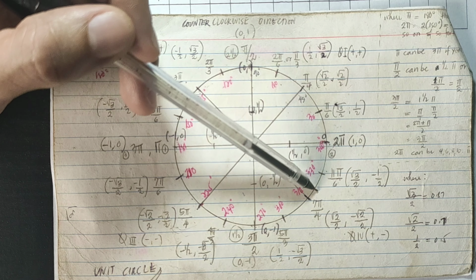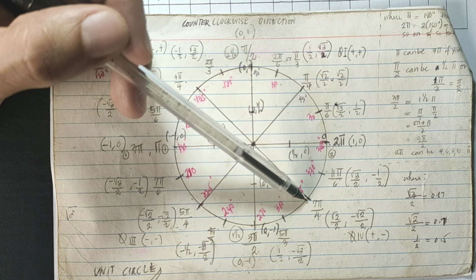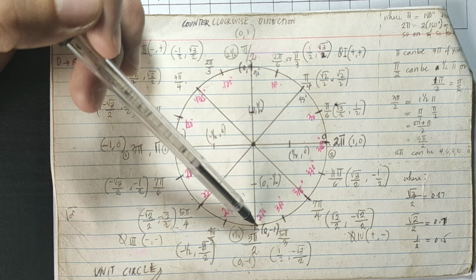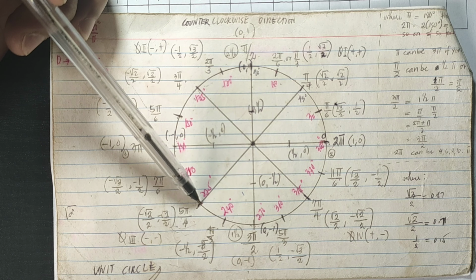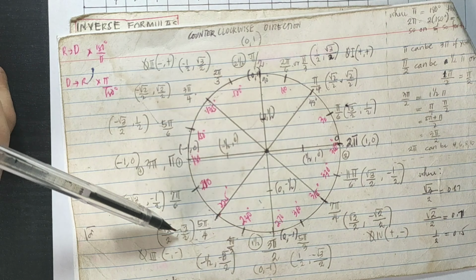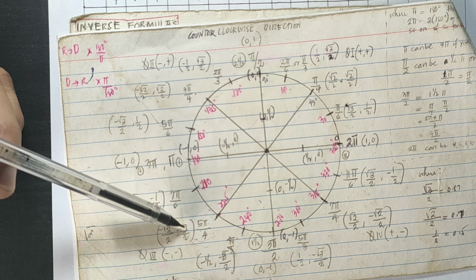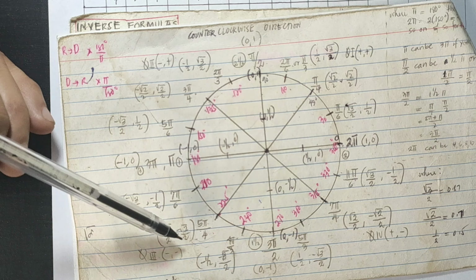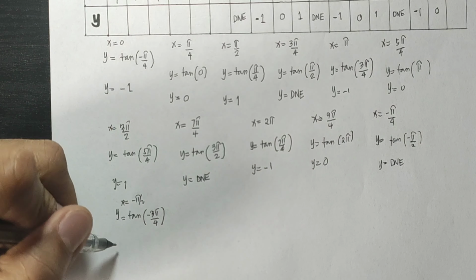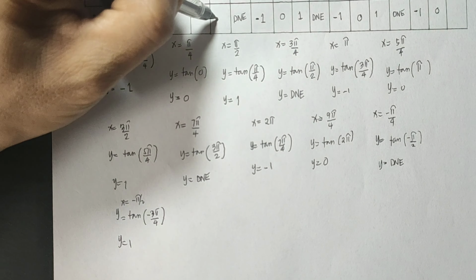Sorry. This is negative 1 pi over 4. Negative 2 pi over 4. Negative 3 pi over 4 is in here. So the tangent of this is positive 1, since negative over negative is positive. So that is y equals 1.